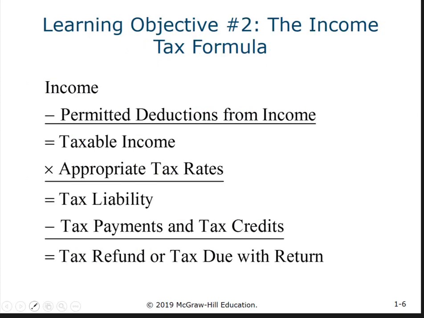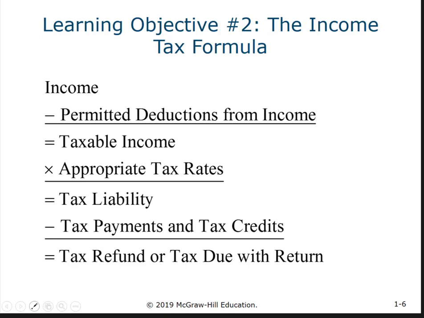This is the income tax formula. You take your income, you subtract your deductions, you get your taxable income, then you calculate your tax liability, then you apply what you've already paid or any tax credits, and you end up with an amount either you owe or the government owes you back, depending on whether you have paid more than you need to pay. So your tax return is where you settle up with the government by comparing what was withheld with what you actually owe.